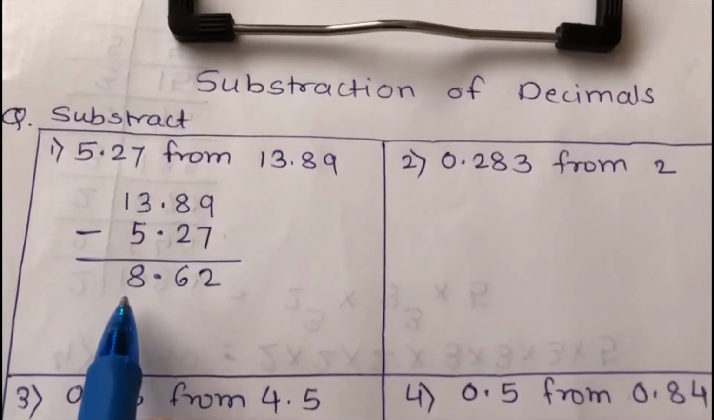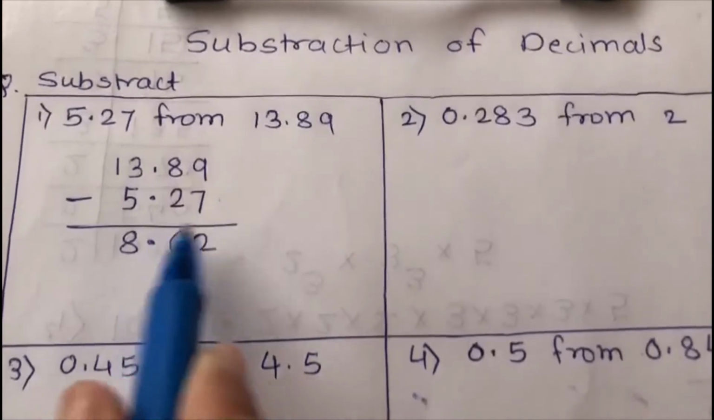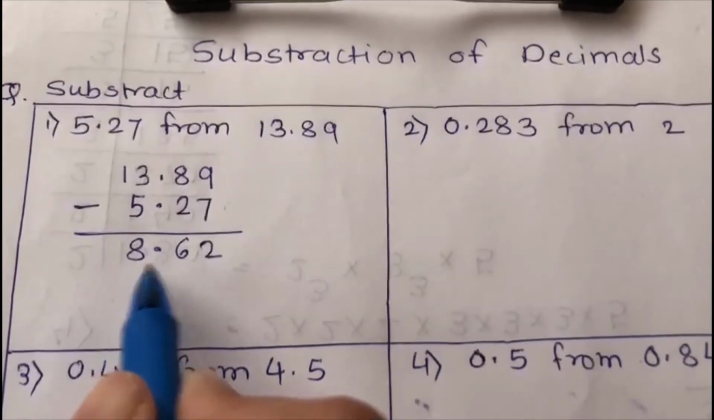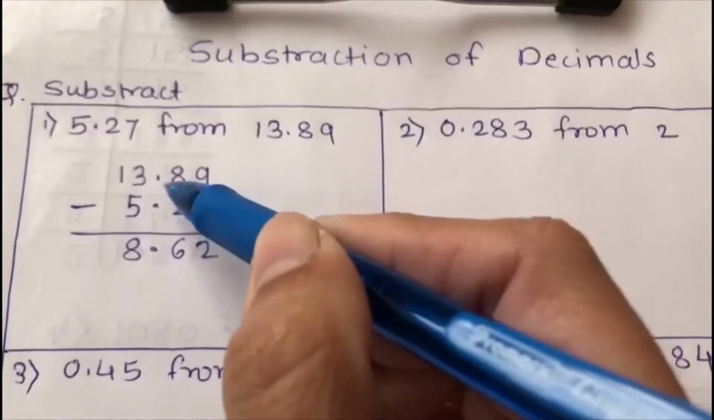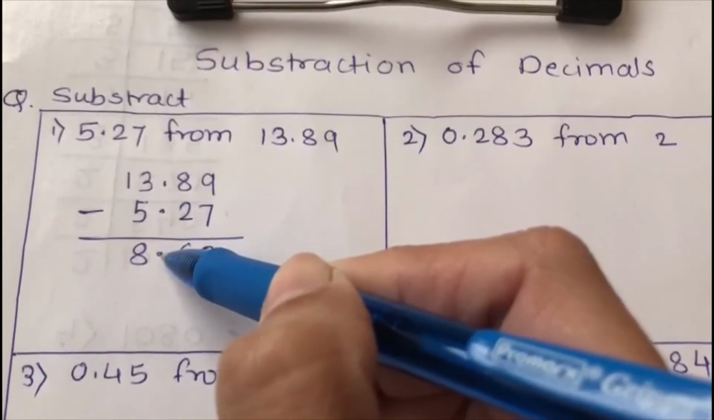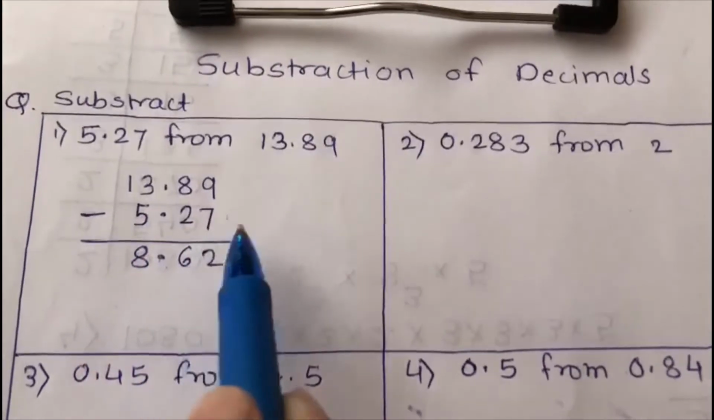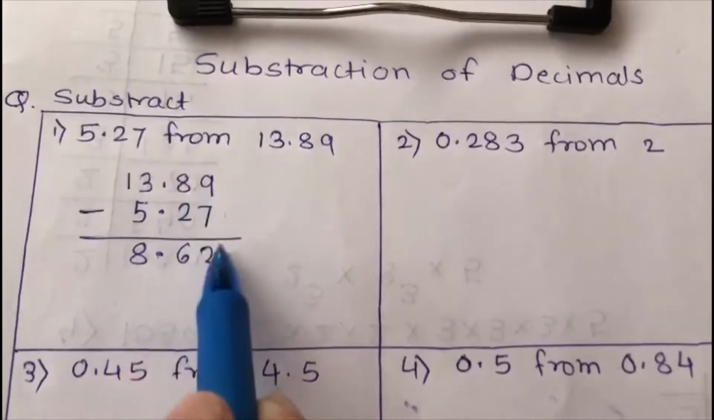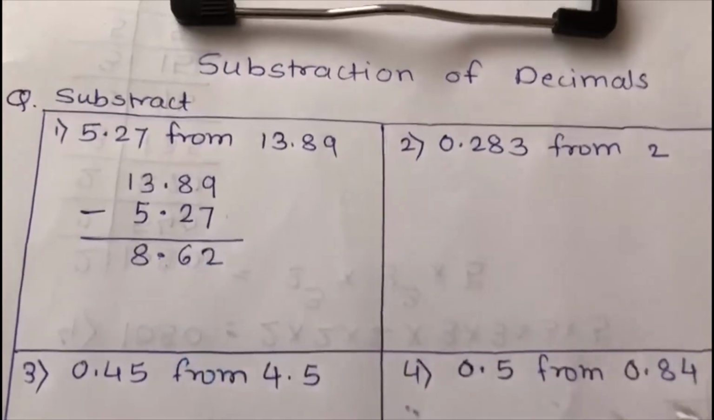So we have got the answer as 8.62. When we subtract 5.27 from 13.89, we get the value 8.62. You can see here I have given the decimal point just below these decimal points, and I started the subtraction from the right side just like the normal subtraction. Now let's take another example.